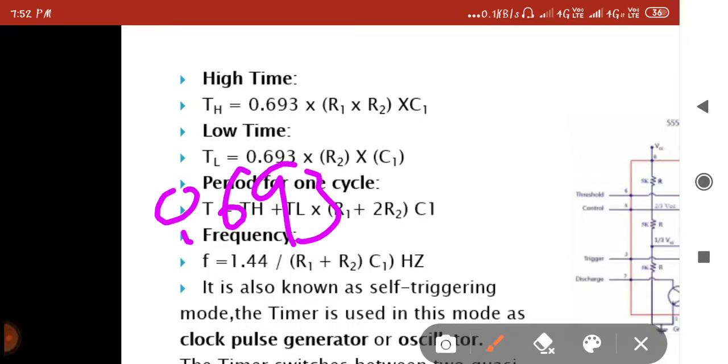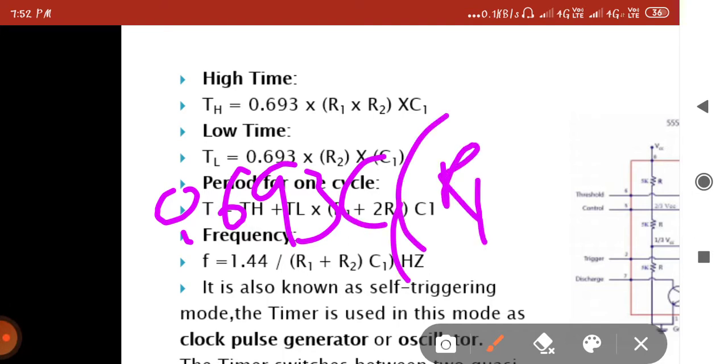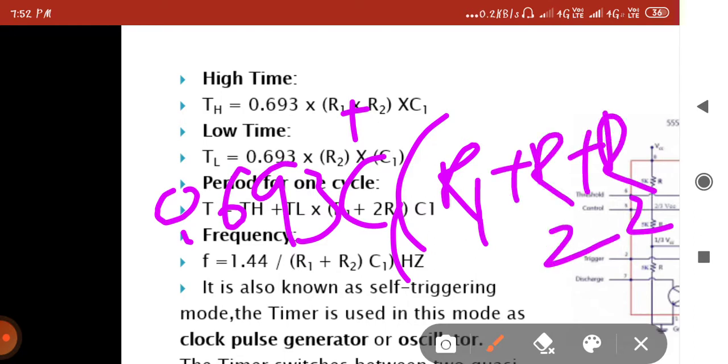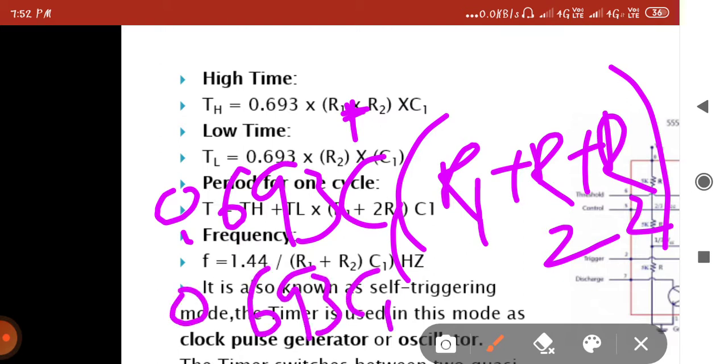0.693 C1 is common. R1, it is a plus. It's a mistake of that one. Yes, it is a mistake of that one. R1 plus R2 plus R2. This is a mistake. R1 plus R2 equals 0.693 C1 times R1 plus 2R2.